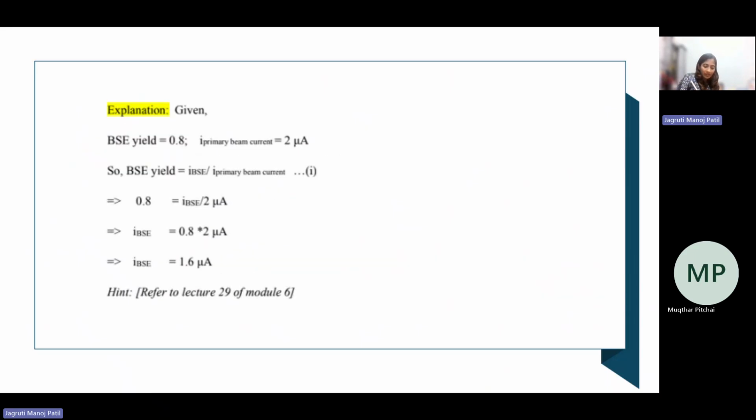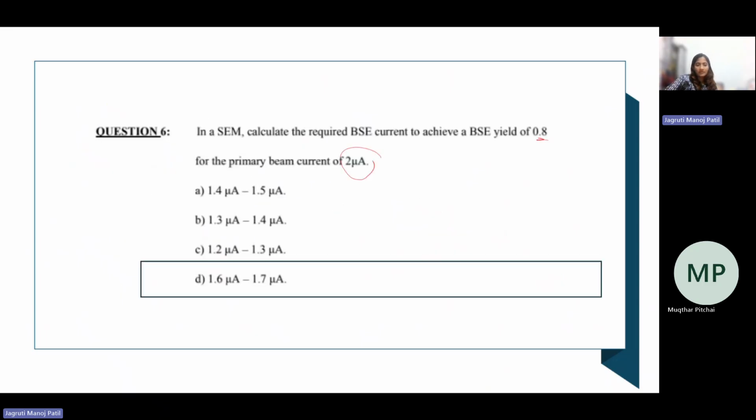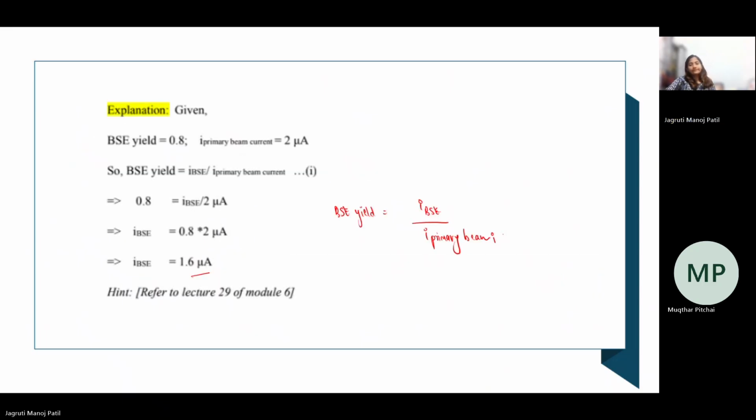So you have your backscattered yield. I guess the formula is given over here. So you have backscattered yield, you have your current in the backscattered electron by the primary beam electron, and the primary beam current. So in a way, you can get the current from there. Okay, so the answer for this is 1.6.